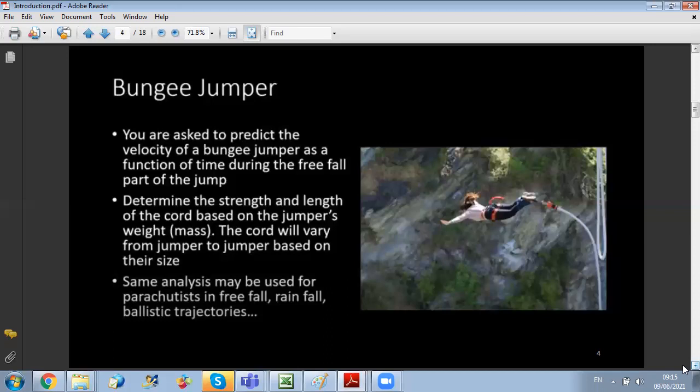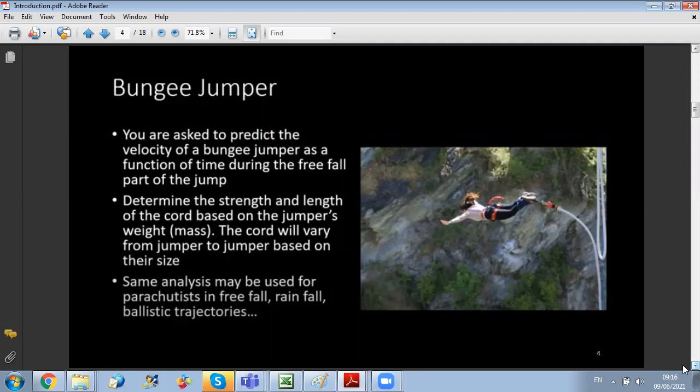So for example, in such a problem, our purpose can be to determine the strength and length of the cord based on the jumper's weight. So the cord will vary from jumper to jumper based on their size. So in order to do any modeling in this case, first we should examine the free fall to know what is the final velocity in the free fall before the cord will be in tension and will exert a certain force on the jumper to hold him.